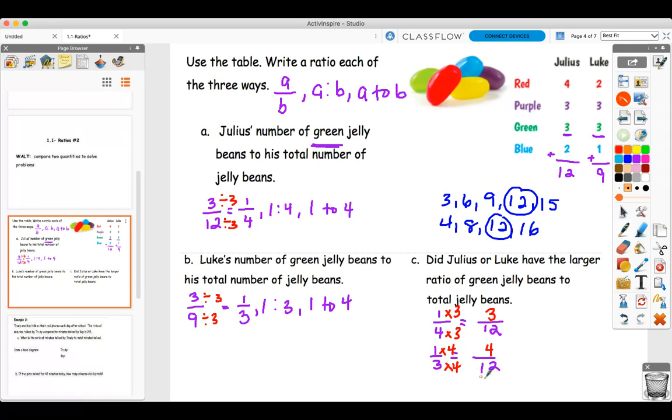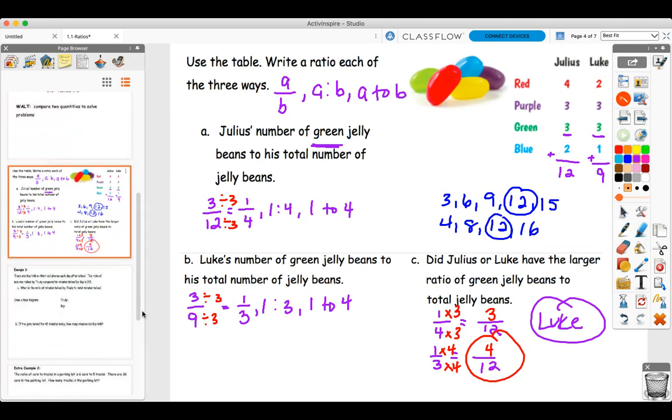This is a larger chunk of the pie. Think of a pizza pie with 12 slices. Who has a larger chunk of the pie? In this case, it's the 4 over 12, which is the 1/3. That would make it Luke. Luke is the one that had the larger ratio. Okay?